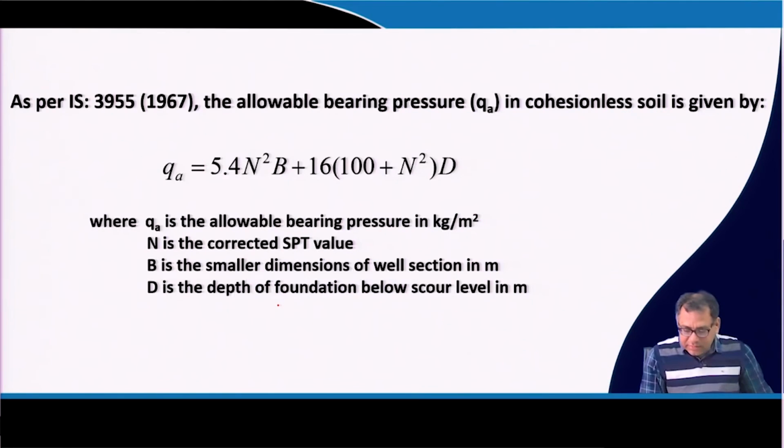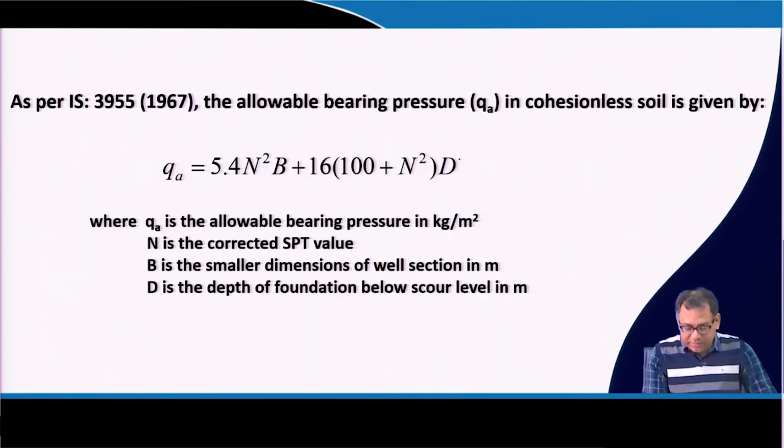But IS code has recommended the allowable bearing pressure. Here the settlement consideration is also incorporated. So, the bearing and the settlement considerations are incorporated, and the minimum of these two will give you the allowable bearing pressure. So, this IS code has given the allowable bearing pressure in terms of N value.